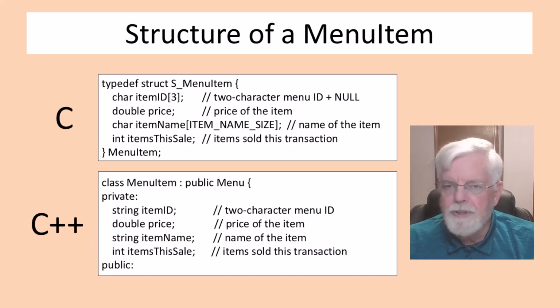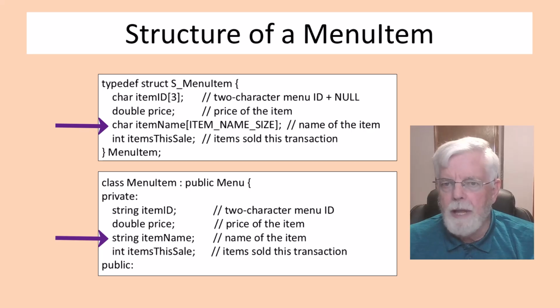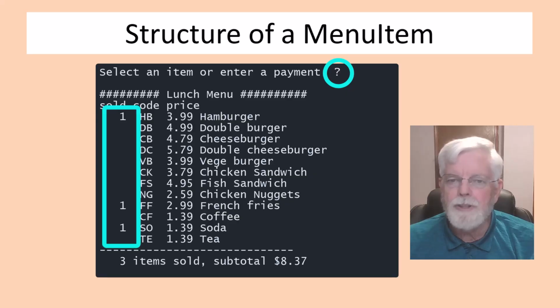The structure for a single menu item has 4 data elements. Item ID field holds the 2-character code stored as a C string or C++ string. Price as a double holds the price. Item name holds the name of the item. Items this sale, as an integer, keeps count of each item sold during a transaction. The items this sale counter is reset to 0 at the start of a new transaction and is displayed as part of the menu if the user enters a question mark.